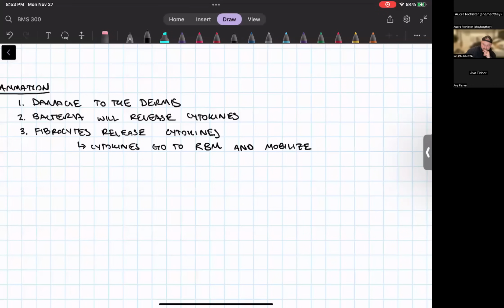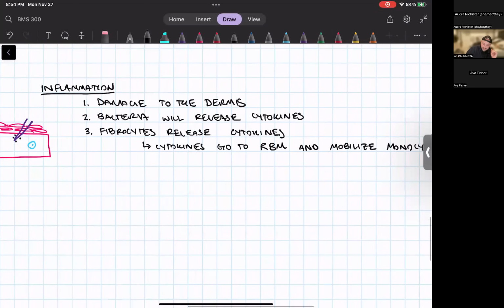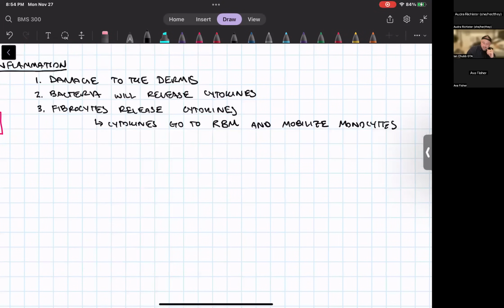Yeah, the big one is going to be monocytes. So we're going to mobilize monocytes. We know monocytes become macrophages. So these are going to come over through the bloodstream and start eating stuff up. But for now, we just want to think those cytokines are the ones mobilizing those monocytes, telling them, all right, we've got to get over there and get working.